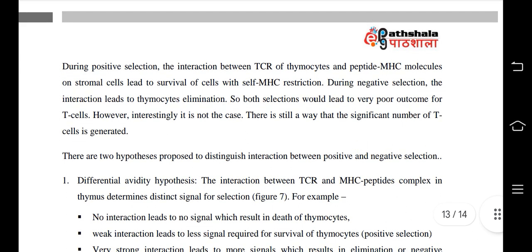During positive selection, the interaction between the TCR of thymocytes and peptide MHC molecules on stromal cells leads to survival of cells with self-MHC restriction. During negative selection, the interaction leads to thymocyte elimination. So, both selections would lead to a very poor outcome for T cells. However, interestingly, it is not the case. There is still a way that a significant number of T cells are generated.